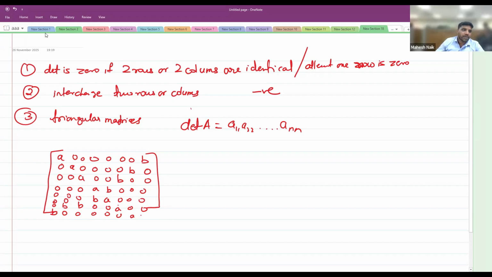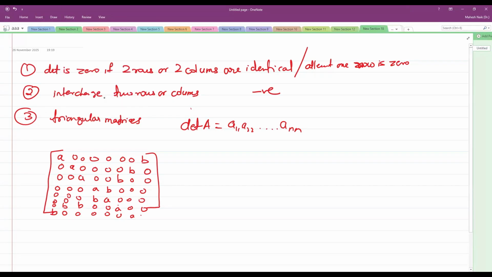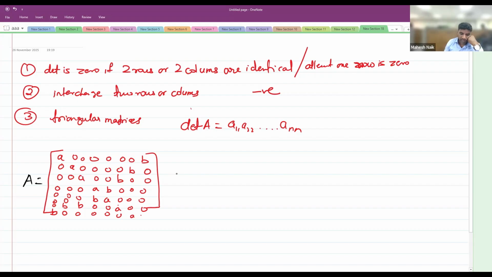Okay. Along the main diagonal all elements are a, and along the cross diagonal all are b. And we want to find the value of this particular determinant. This is of order 8, so let's say delta 8.